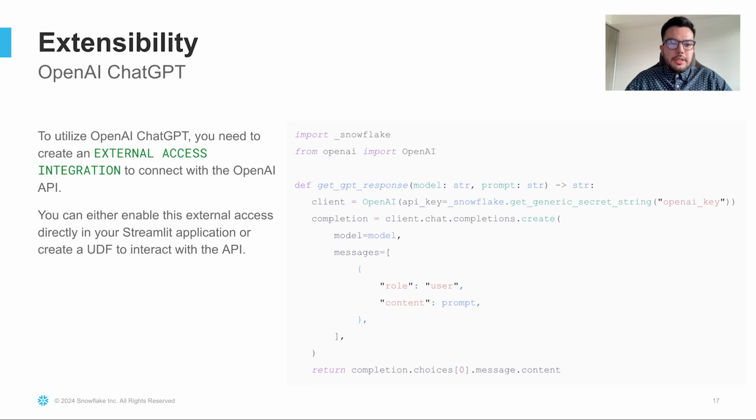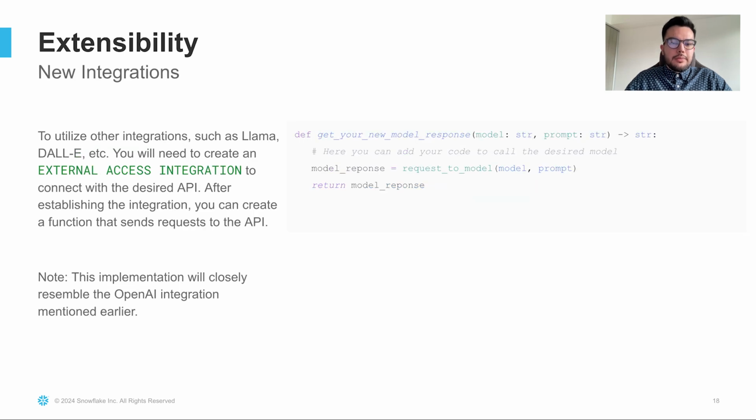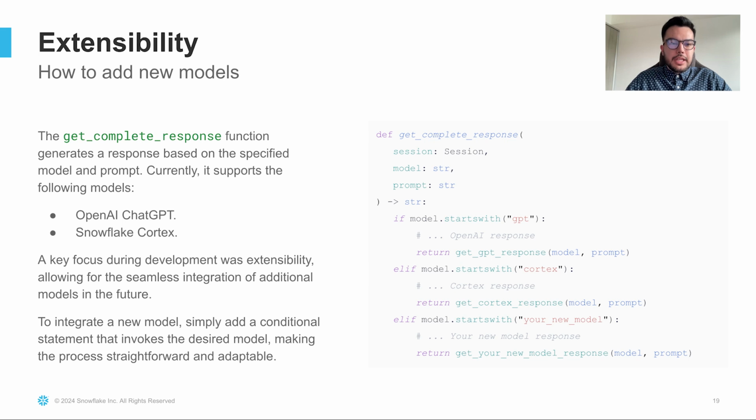With that being said, this basically recaps a bit in this slide. Remember to create the external access integration and to create the HTTP request to the desired endpoint, and basically give the response in a string format. At last, we have the getComplete response function, where it's as easy as adding a new conditional statement with your new model. And this concludes the extensibility and customizing of the evaluation app.